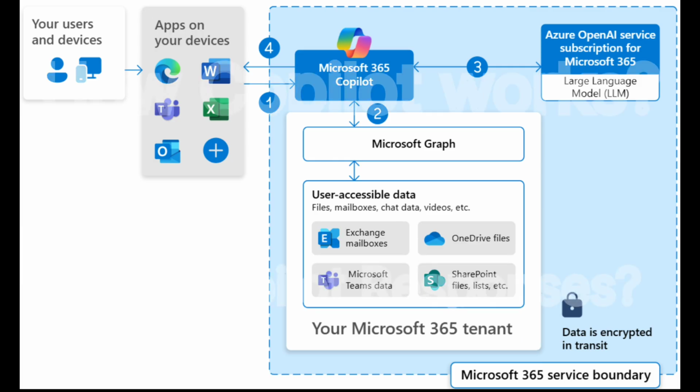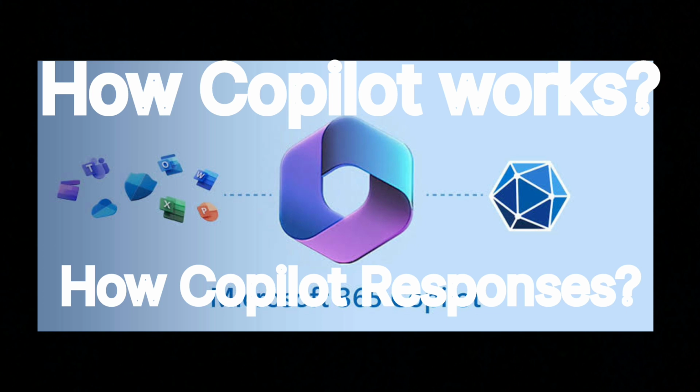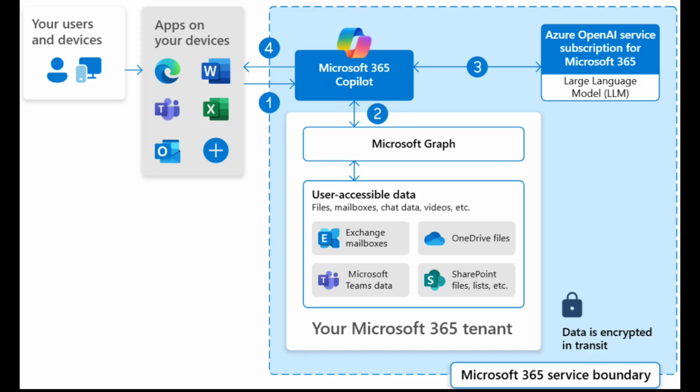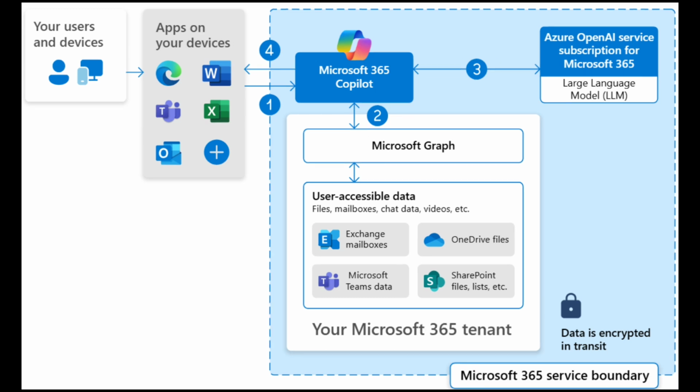How user prompts work and how Copilot responds. Step 1. Input prompt. You provide a prompt. This could be a question, command, or request. Example, summarize this document, or prepare talking points for my meeting. Step 2. Pre-processing with grounding.